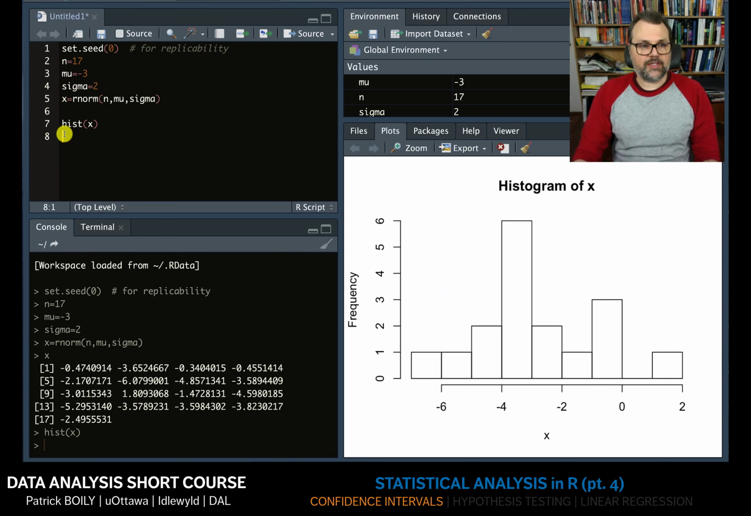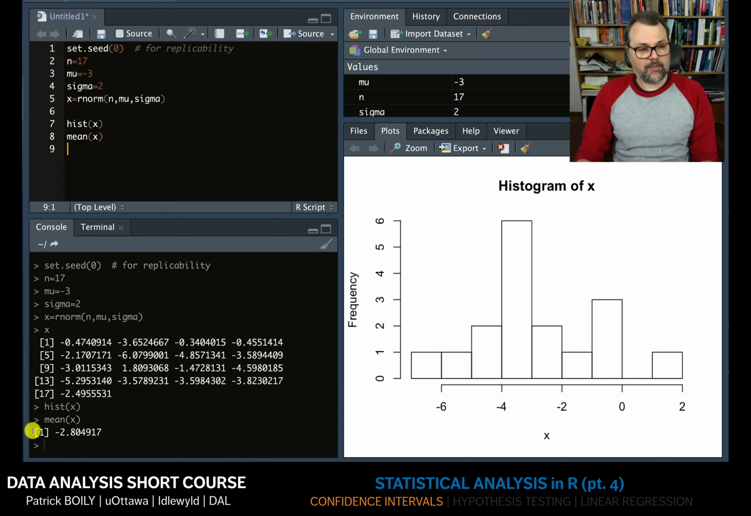We can compute the sample mean. It will just be given by this expression here, mean of the vector x. And I get -2.8, which is indeed not too far from the -3, which is the true mean of the population from which these samples are selected. So how do we build a confidence interval?